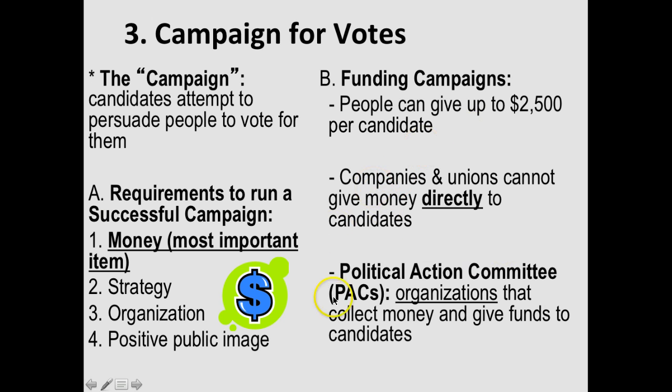One of the ways Congress and the courts have made it possible for groups to give money is through these things called political action committees, or PACs. These are organizations that collect money and then give it to candidates that they want. They can receive up to $5,000 per person. They can donate up to $5,000 to a candidate. They can collect millions and millions of dollars and give that money to as many candidates as they support.